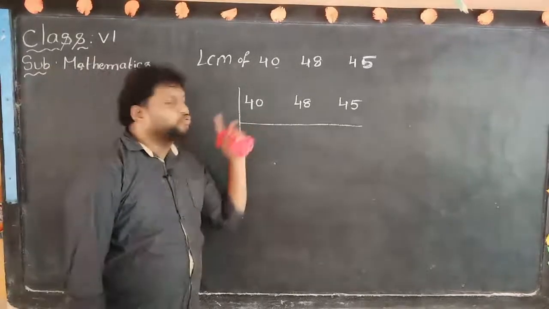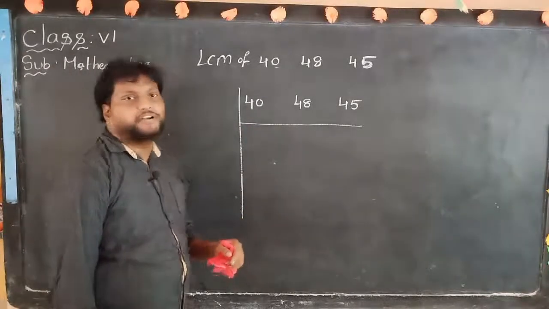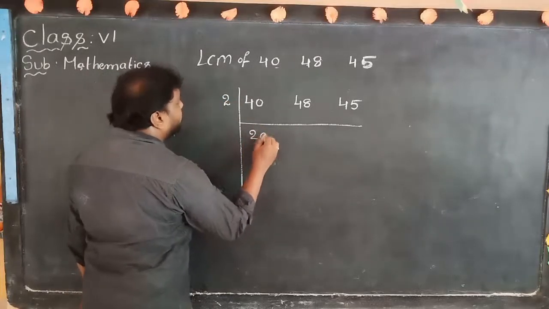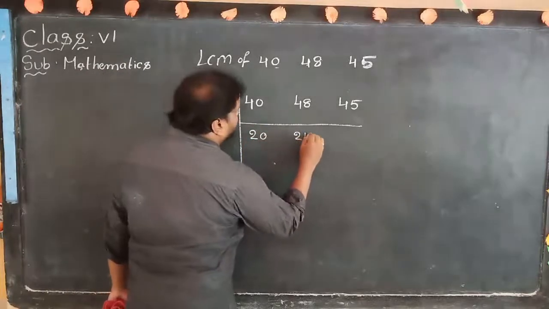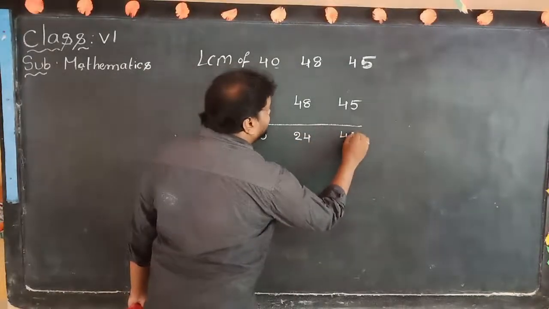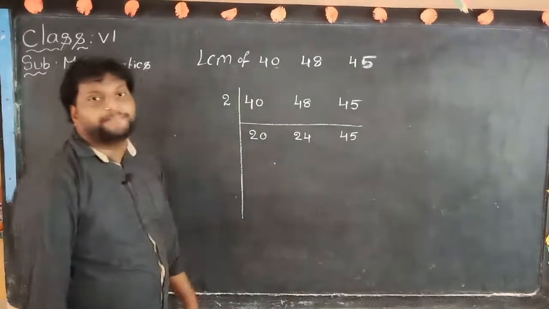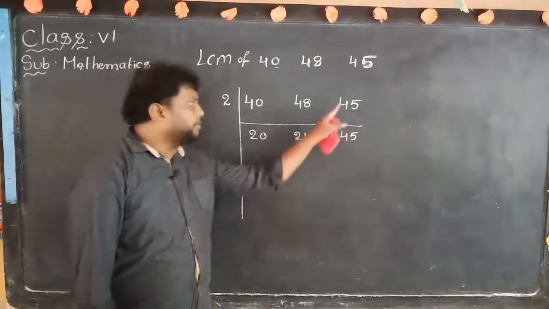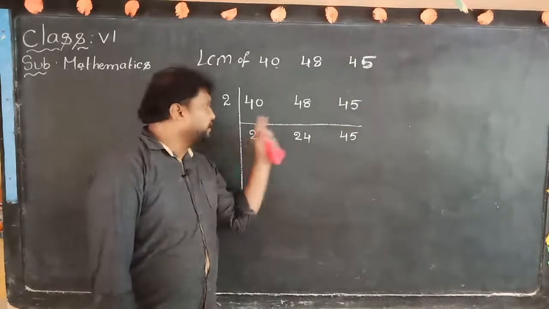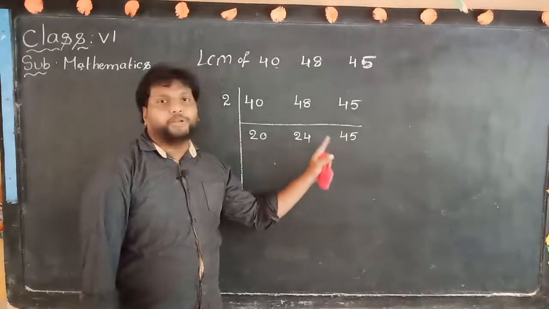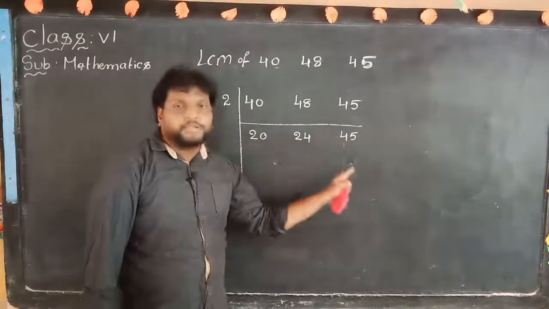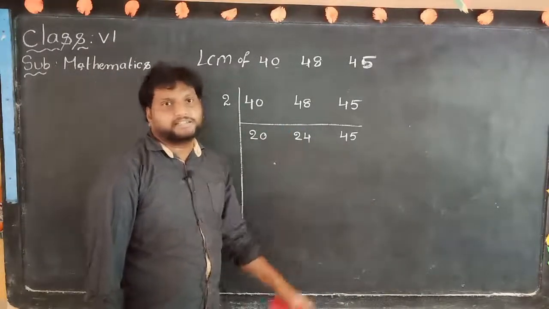See, first the two numbers are even numbers, that's why we'll start with 2. 2 twenties are 40, 2 twenty-fours are 48, but 45 is not possible, right? This is very important in LCM: if any number is not divisible, write it as it is. If you write 2 twenty-twos are 44 remainder 1, that method is wrong. If it is not divisible by the number, write the same as it is.